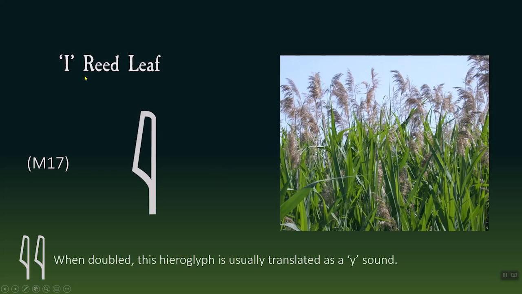Then we have the reed leaf, which is I, it can also be Y. Usually when it's a Y, though, it will be doubled like this. So you'll see it doubled, and this makes a Y sound rather than an I sound. Of course, this is the top of the flowering structure of a reed leaf, right? You can see the seeds hanging over, resembles this shape. And we have M17. If you're going to draw this, just start at the top and then work your way down and then fill in the rest. That's usually the easiest way to draw that one.